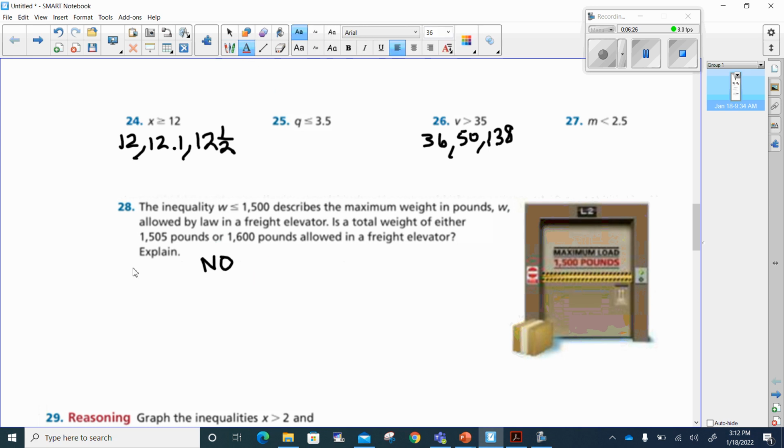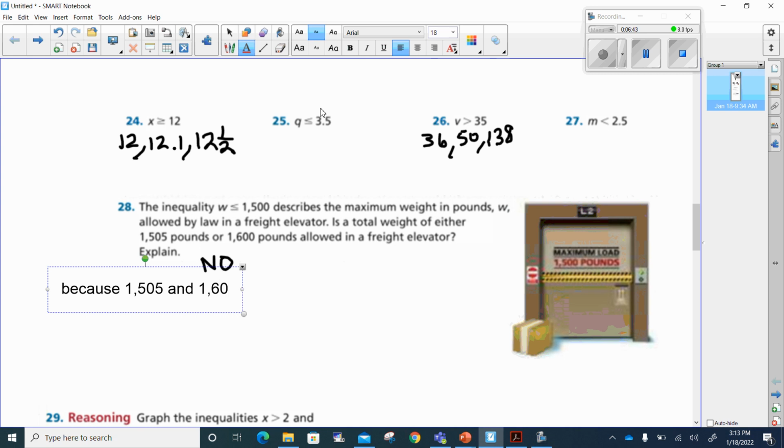And then for the reason, I would put because 1,505 and 1,600 are more than 1,500. Okay.